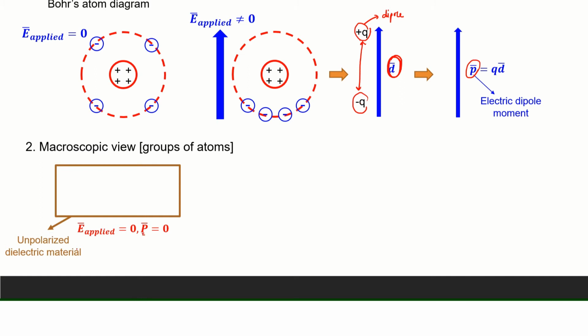Why does P equal 0? Because there is no electric field applied to this structure. So nothing is going to happen to this part.